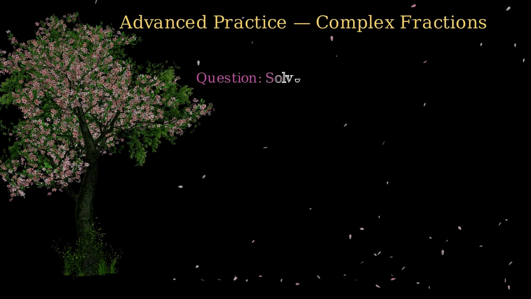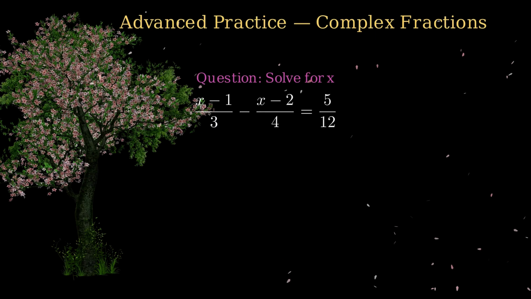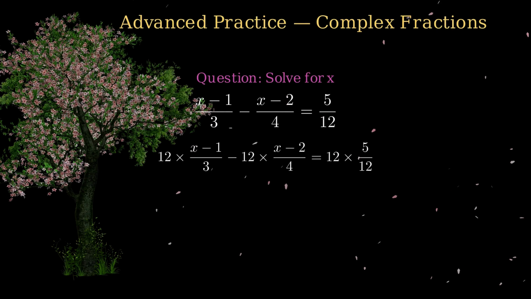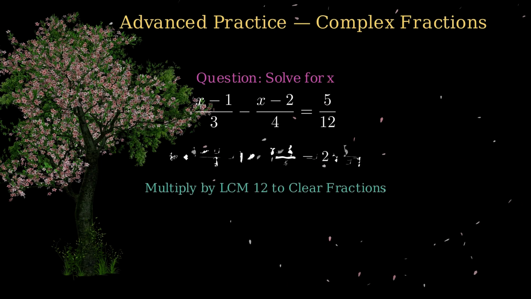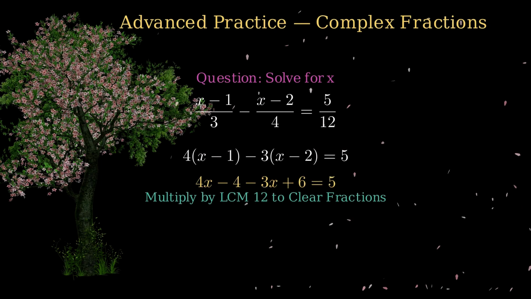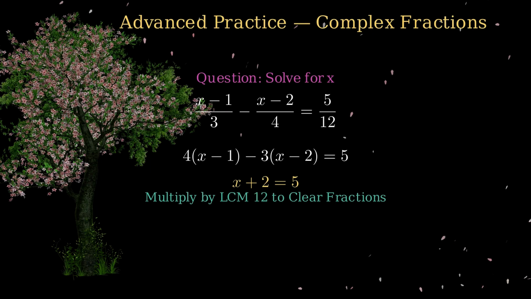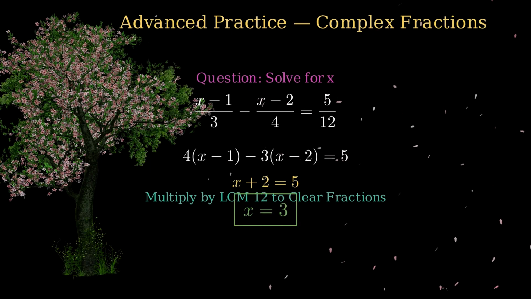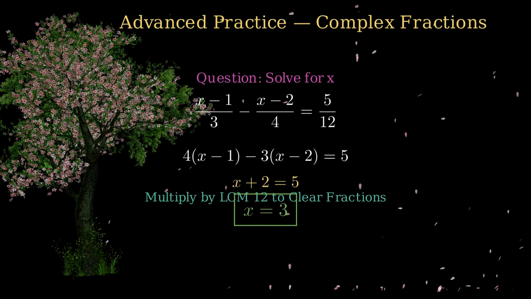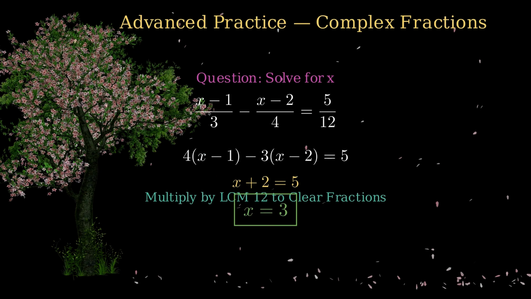Let's solve a similar advanced problem together. Consider the equation (x − 1)/3 − (x − 2)/4 = 5/12. We have 3 different denominators, 3, 4, and 12. Their least common multiple is 12. By multiplying every single term by 12, we can perfectly clear the fractional coefficients.